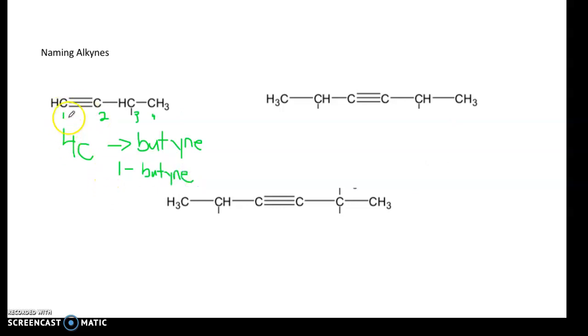Now, why is it 1? Because it's attached to the first carbon. I start counting from the side that's closest to the triple bond. If it's in the middle, like over here, either direction does not matter, right? So this is how we are naming our alkanes, alkynes, and alkenes. I'll see you in a moment when we talk about the branch parts.